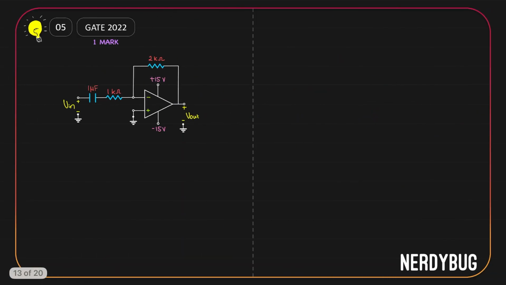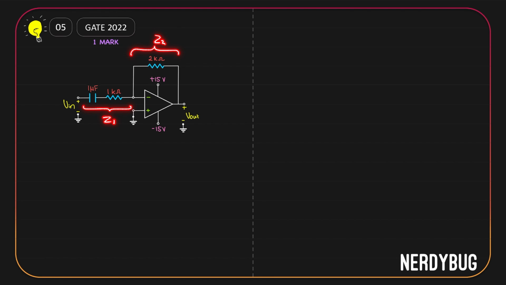Let's figure this out. You can see that the input is given to the inverting terminal. We have a 2 kilo ohm as the feedback and a capacitor in series with a 1 kilo ohm over here. If the capacitor were not there, we would say the gain is negative 2 kilo ohm divided by 1 kilo ohm. But we have a capacitor. Let us assume that whatever is the impedance we have over here is Z1, and whatever is the impedance we have over here is Z2.